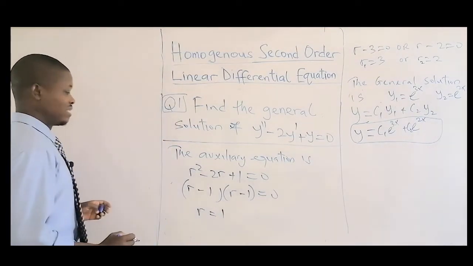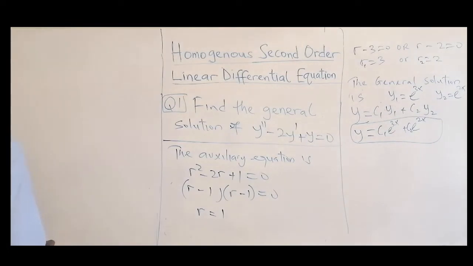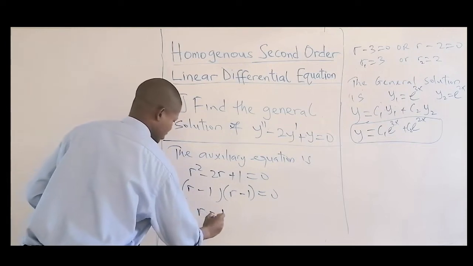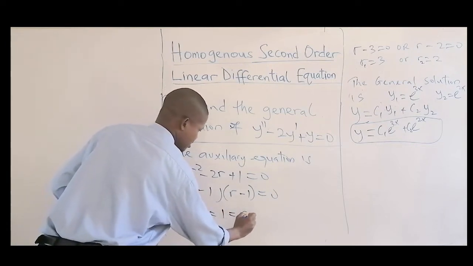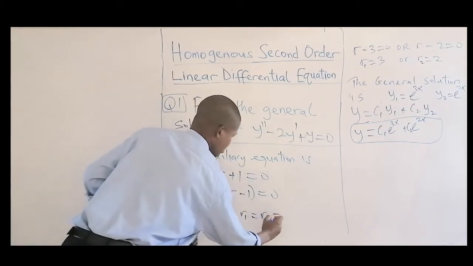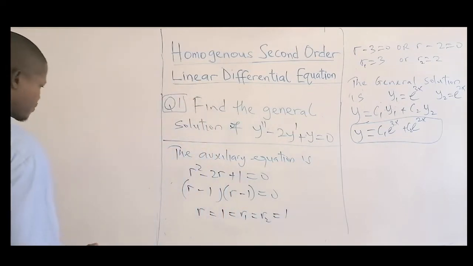And this is what? Repeated roots. This is repeated roots. So I can say that this is a repeated root, which means r1 is equal to r2, and that's equal to 1.